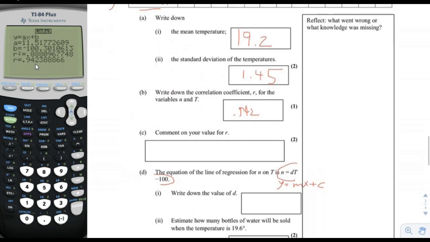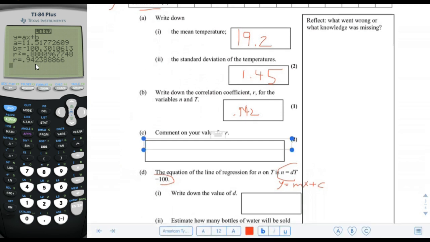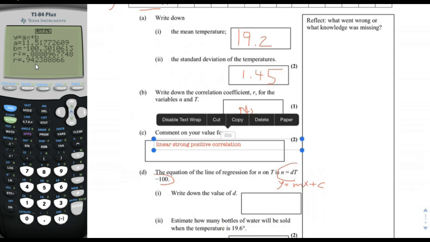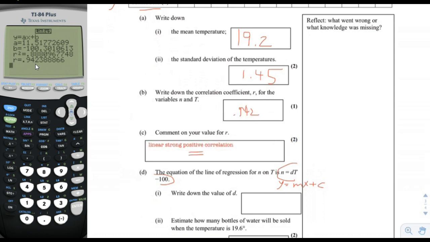Okay? And that says comment on your value for R. Well, 0.942 is pretty close to 1. So it is linear, strong, positive correlation. Okay? And how do we classify the correlation? Well, if it's positive, then you say it's positive. If it's negative, you say it's negative. And how do you know if it's strong or weak, etc.? Well, there's a table that we learned in our problem sets. 0.75 to 1 is going to be strong.